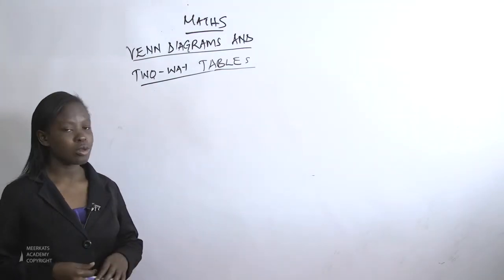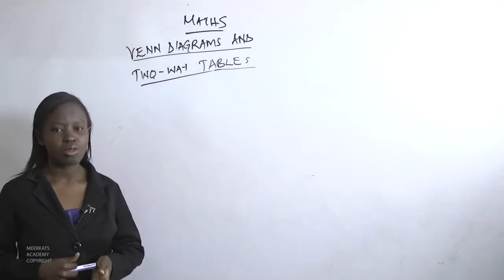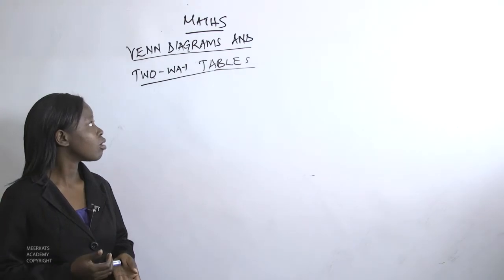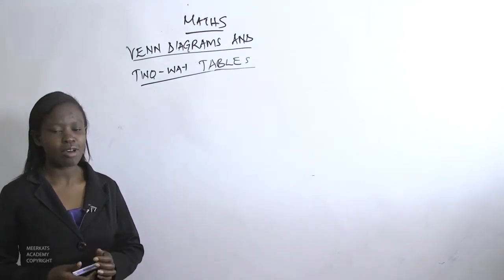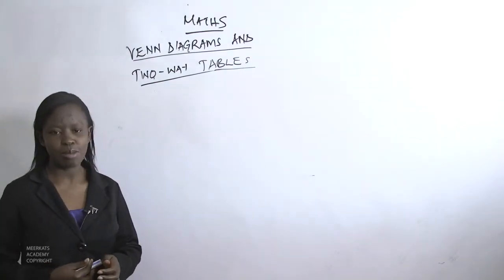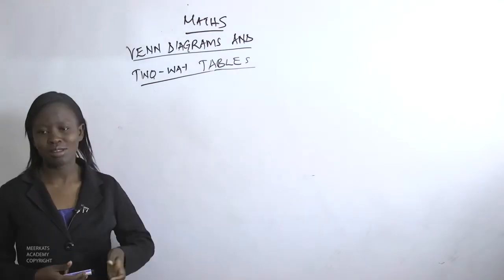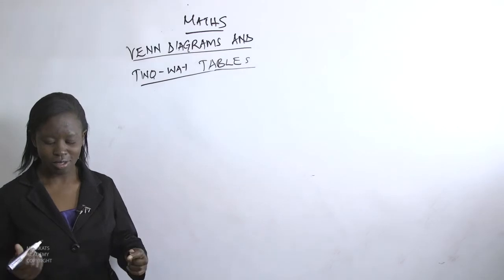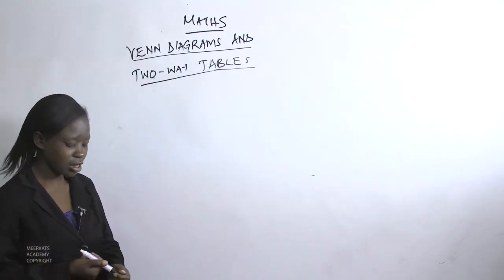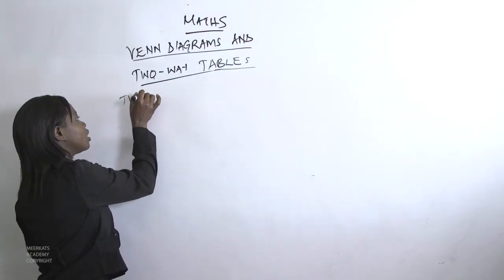Today's lesson is whereby we are going to represent probabilities using Venn diagrams and a two-way table. So we could have another way of representing probability, that is using the Venn diagrams or the two-way tables. So we start with the two-way tables and find out how this two-way table is represented. So our first part, we are looking at the two-way table.